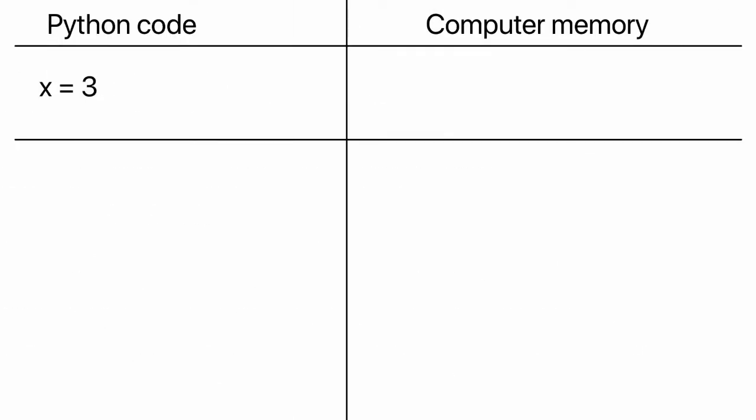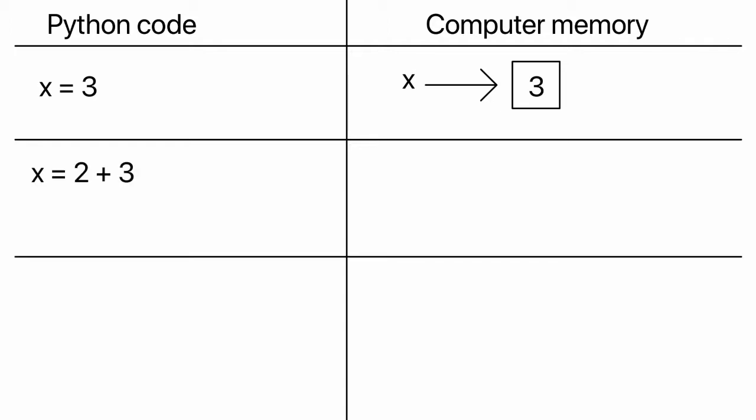Now let's look at what the computer does when it executes assignment statements. We'll start by assigning x to be 3. The computer stores a 3 and indicates the name x refers to that 3. If we then reassign x to be 2 plus 3, the computer stores a 5 and then indicates x refers to that 5. Now that there are no variable names referring to the 3, the computer deallocates the 3.